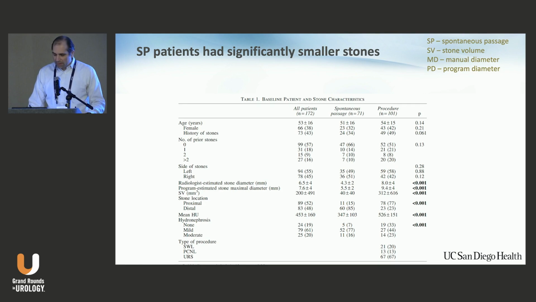So the average radiology measured stone diameter was 4 millimeters versus 8 for the patients who didn't pass their stones. And likewise, volume was the same. Interestingly, the location did play a role. So the patients who passed their stones were more likely to have distal ureteral stones versus proximal. So size for size, location also matters.